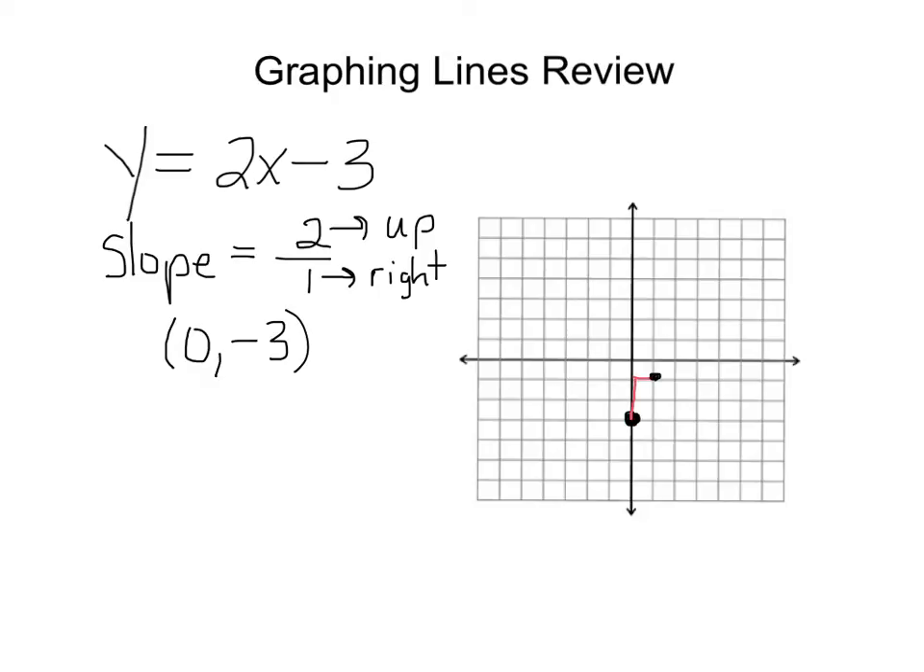And then from that point, I'm going to go up 2 and right 1, and I'm going to draw another point. And I can keep going up 2 and right 1 as much as I want. In fact, I can also go down 2 and left 1 because that's the same thing. And then once I get a lot of points, try to draw the best line that you can. We'll see how good I can do here. Draw a nice long line, put arrows on both ends, and that line represents the equation y equals 2x minus 3.